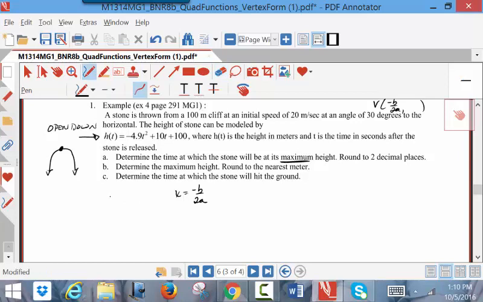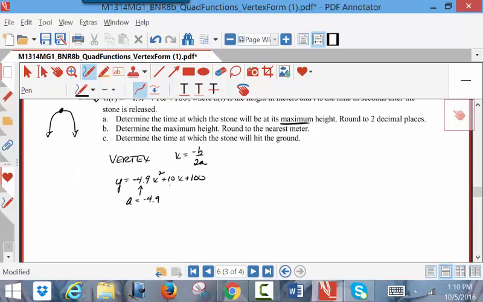Okay, look up there at that really pretty bad looking equation, right? Well, if I take it out of the h's and the t's and write it as y's and x's, this would be y equaling a negative 4.9x squared plus 10x plus 100. That's all it is. They're just using different variables. T is replacing our x, and h of t is replacing our y. That's all they're doing. So in this case, my a is a negative 4.9, and my b is 10.